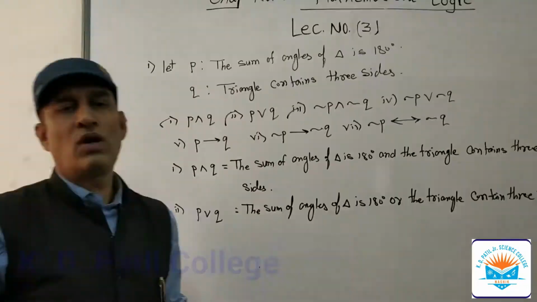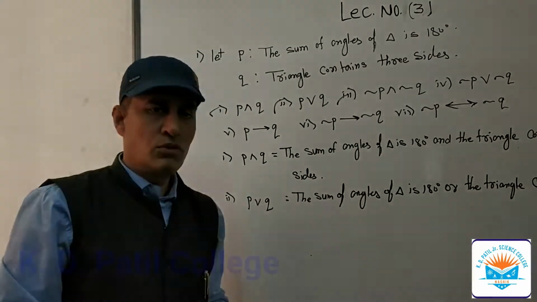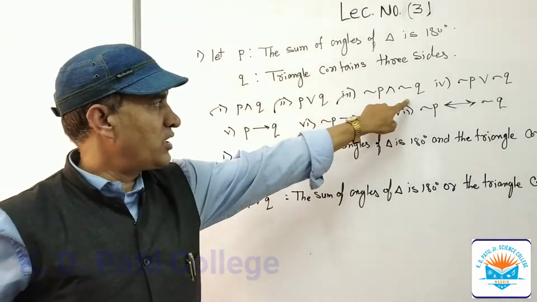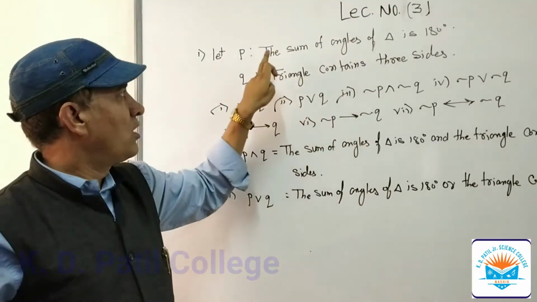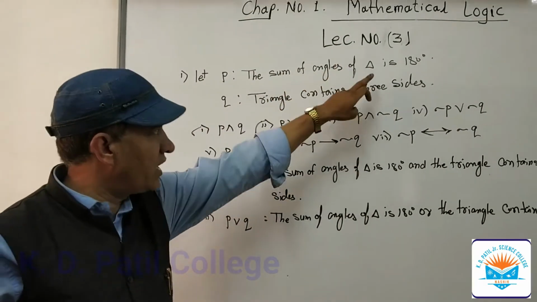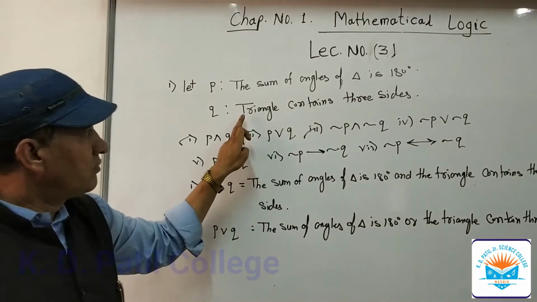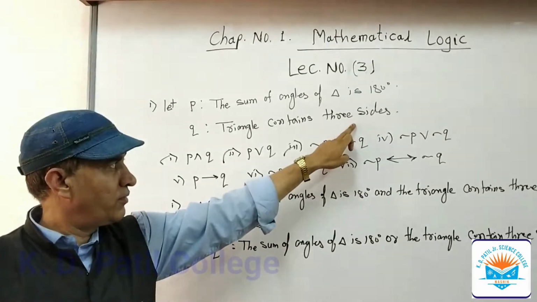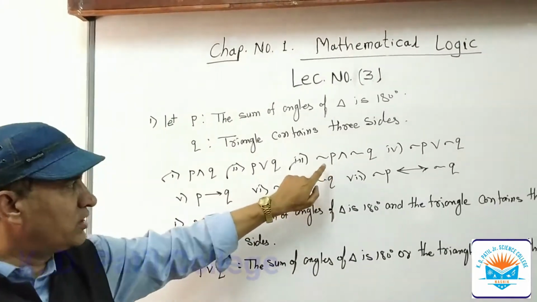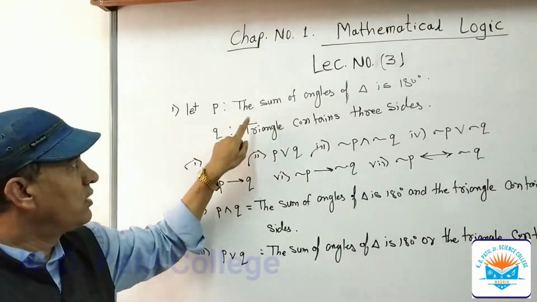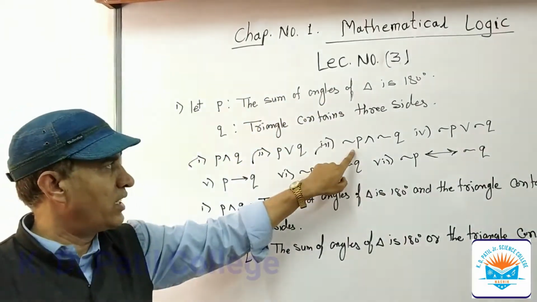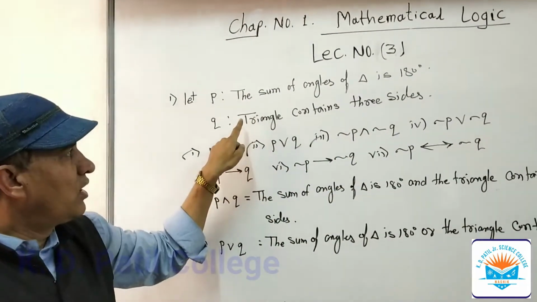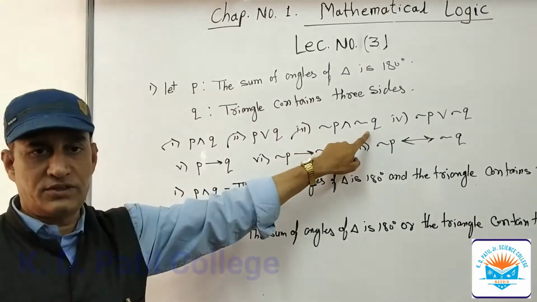Now we are able to write in verbal form. Now look at how to write the third answer. Negation P means the negation of it, negation Q means the negation of this. It means the sum of angles of a triangle is not 180 degree, and a triangle does not contain three sides. Repeating this for the third example: the sum of the angles of a triangle is not 180 degree, and why is that? Because we are using conjunction, and a triangle does not contain three sides.